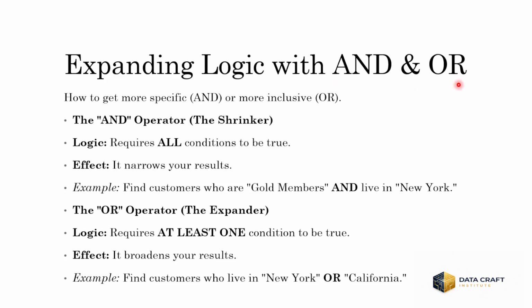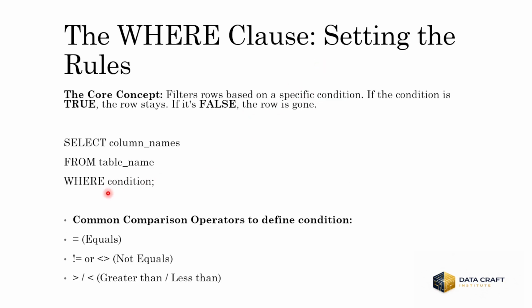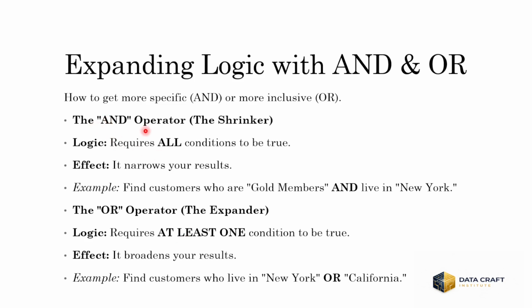Expanding logic with AND, OR. Now, how to get more specific with AND or more inclusive with OR in our condition. The AND operator requires all conditions to be true. What I mean by that is that the conditions on the left side of the AND and on the right side of the AND should be true. There can be more than one expression on either side. We will see with the help of an example, and it will narrow down our result set. Our result set will decrease with this filter.